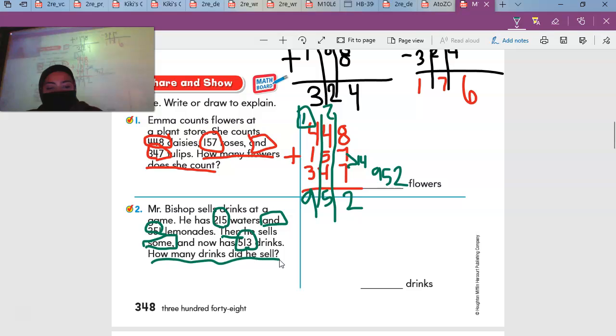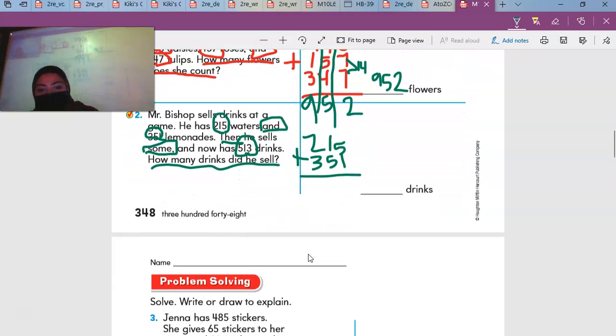Well, it doesn't say how many lemonades did he sell or how many waters did he sell. It says how many drinks did he sell. So first step would be to add the 2 drinks together, which is water plus lemonade, which is 215 plus 351. That would be the first step. Okay, I'm going to give you a minute to try to add that on your own.